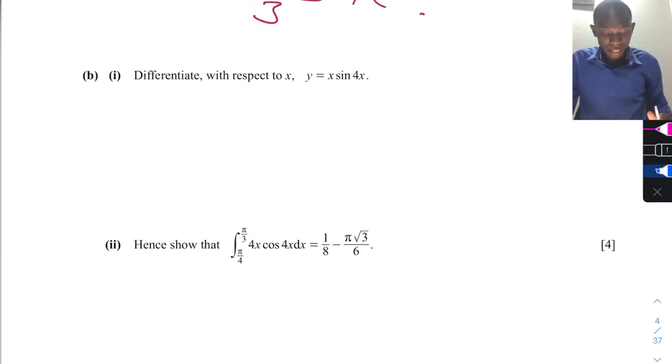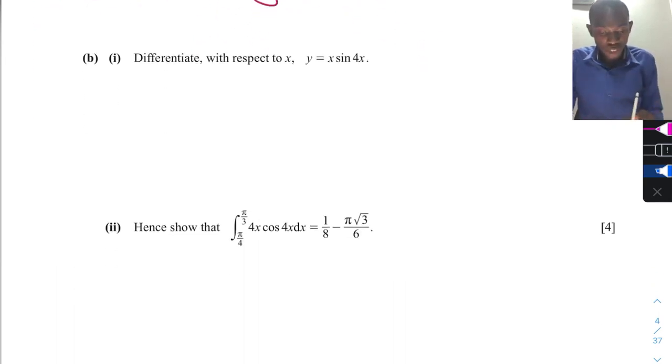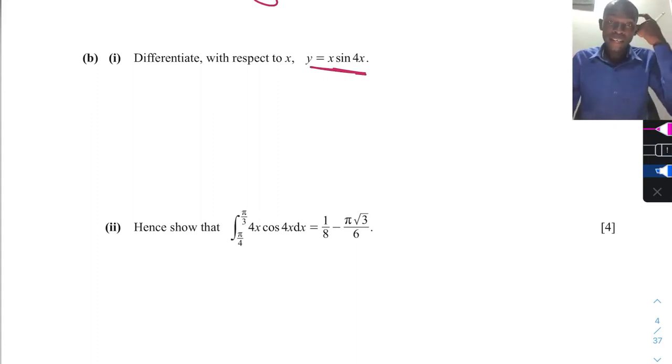Then they said to differentiate this argument. So this is a product of two functions, forming a composite, and they want us to differentiate it. Do you recall how we differentiate a product? Keep one constant, differentiate the other, plus keep the other constant and differentiate. I mean, you get the idea.